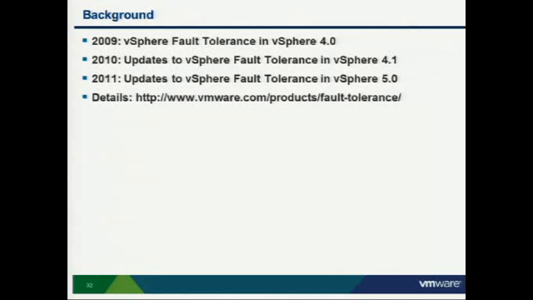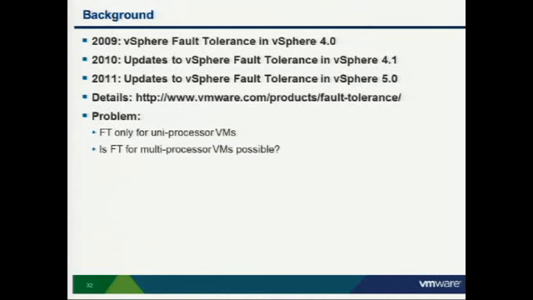Now, one issue with the existing fault tolerance product in vSphere is that it only supports uniprocessor VMs. This is something most people may have noticed, and they comment to us regularly, is this something that VMware is interested in doing, supporting multiple processors? I can tell you for sure that is something we're interested in doing. Unfortunately, we weren't convinced that a software solution was actually even possible for this problem.